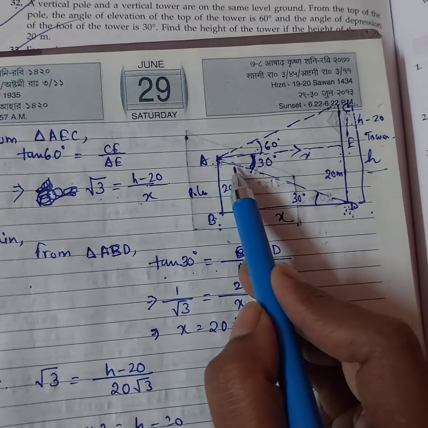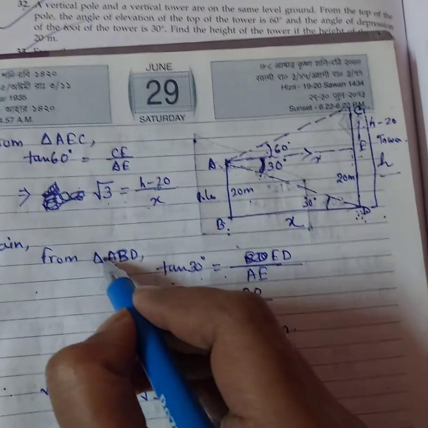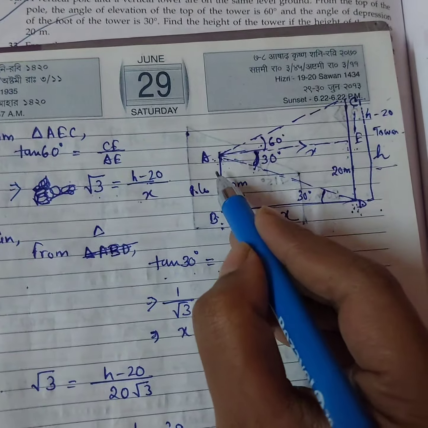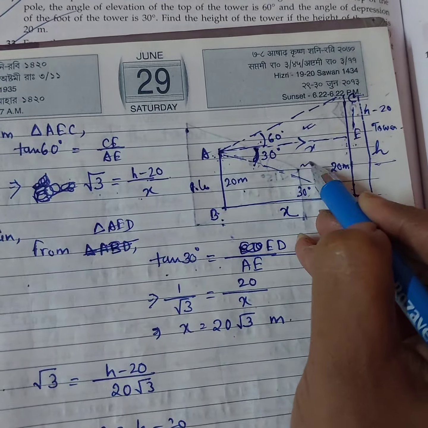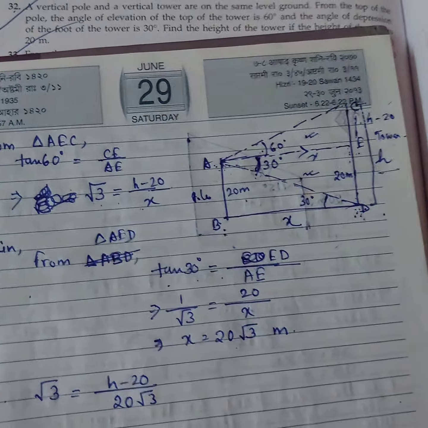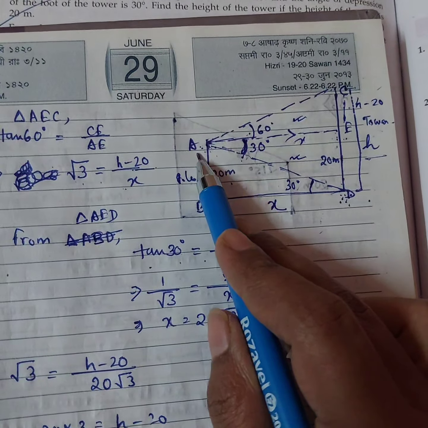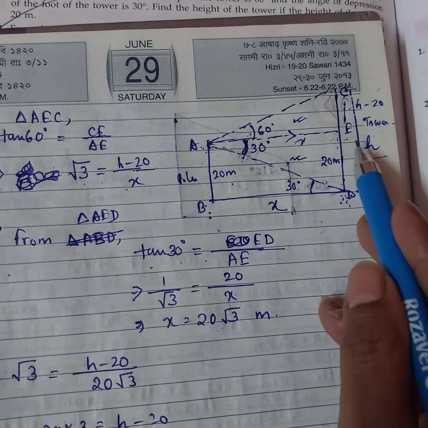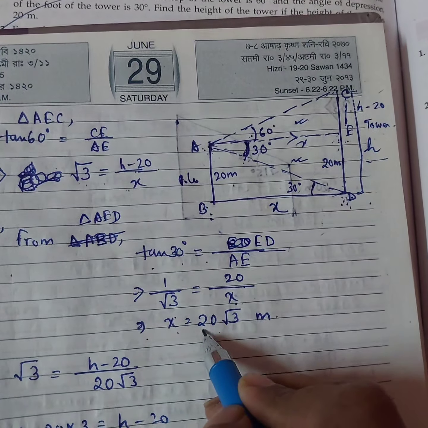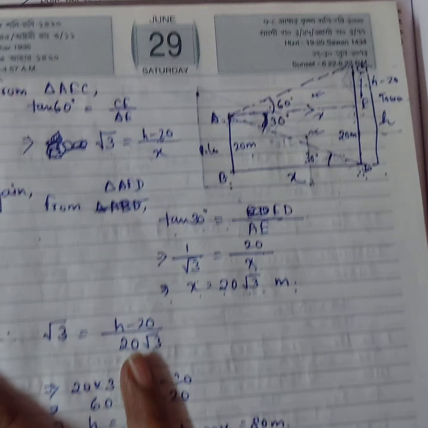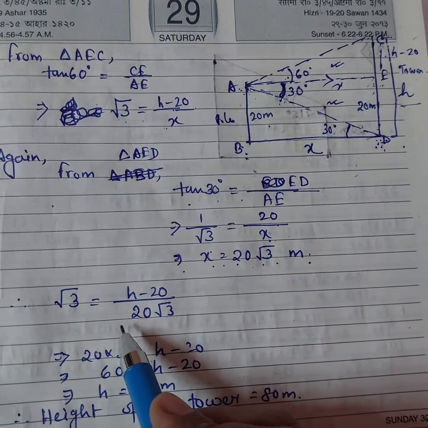So this is 30, that means you can consider this triangle also, because this is a perpendicular triangle, that means triangle AED. I have considered this triangle and this triangle. This is 30 degree, so it will be ED by AE. So ED means 20 by X, that means 1 by root 3, that implies X equal to 20 root 3. So from both X you can equate it.